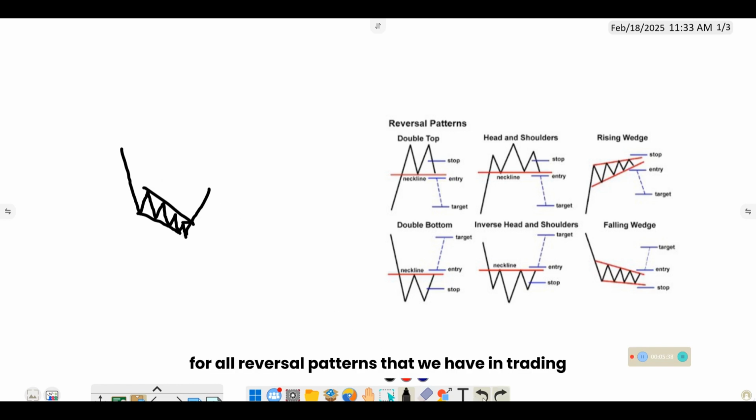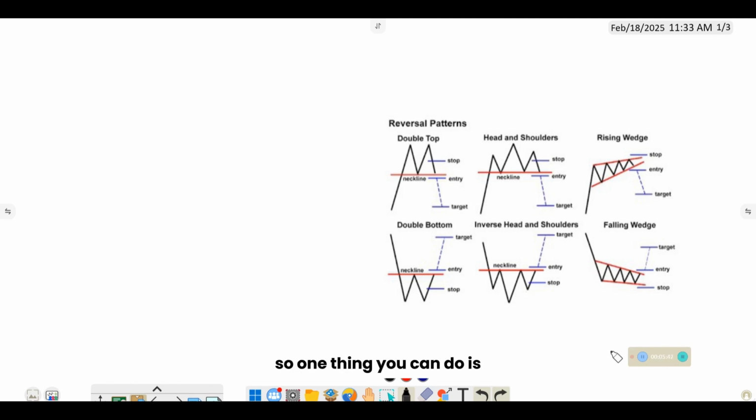So that's that for all the reversal patterns that we have in trading. One thing you can do is take a screenshot of the reversal patterns, so that whenever you see them, if you are a pattern trader, you can choose to trade based on these patterns and catch your entries based on them.